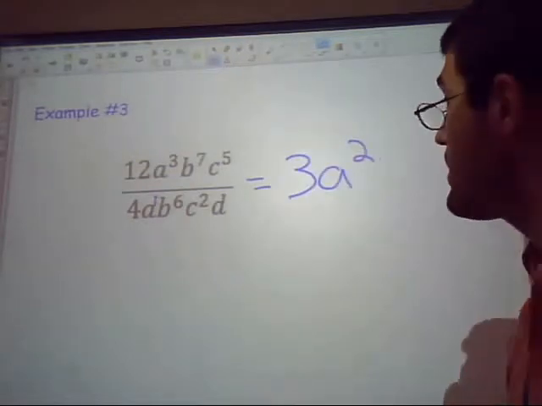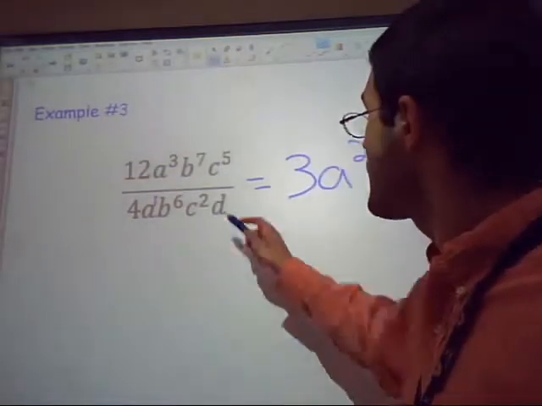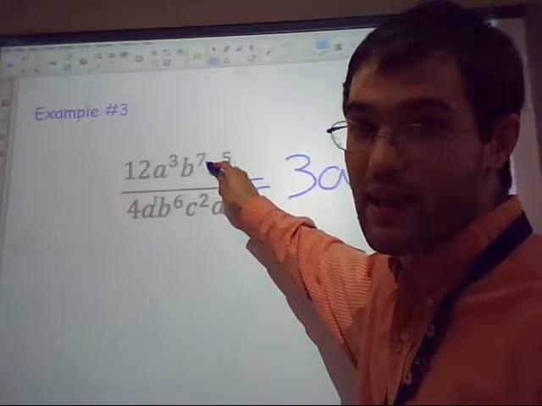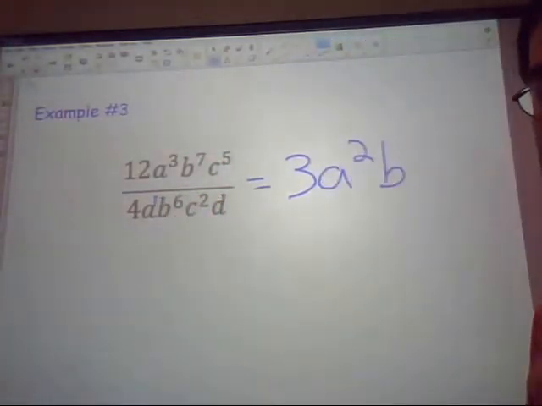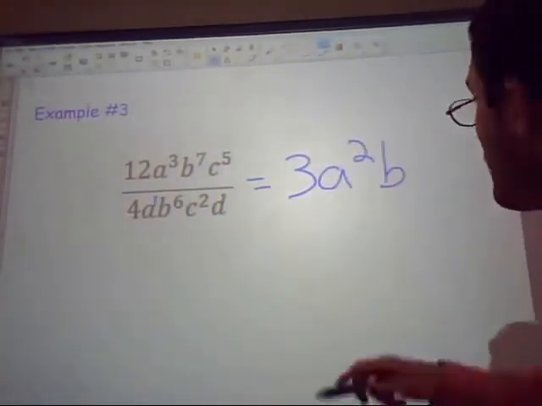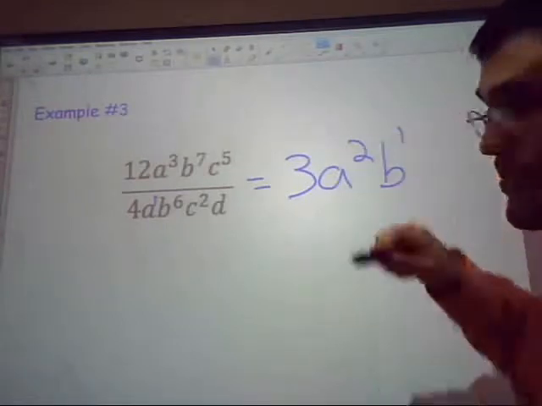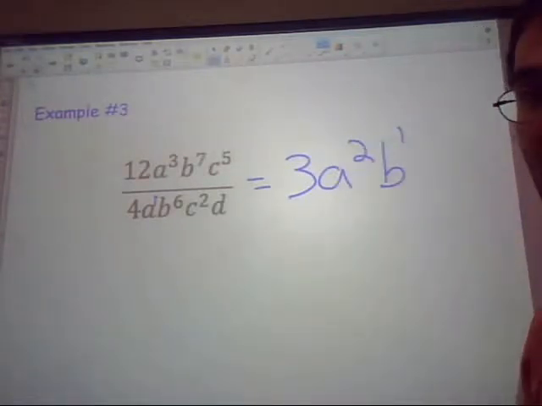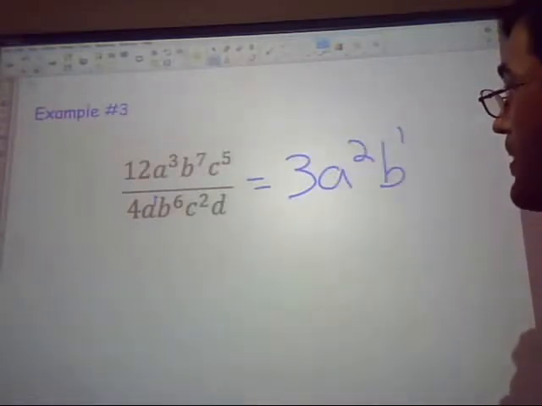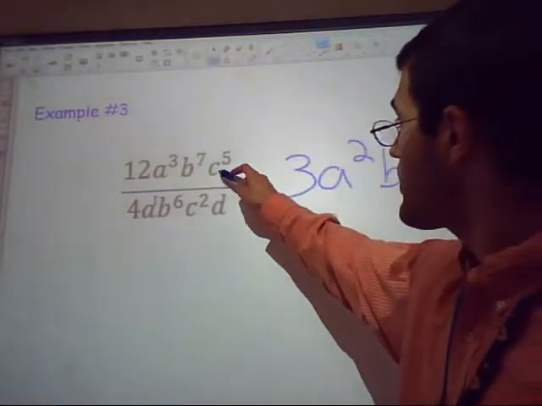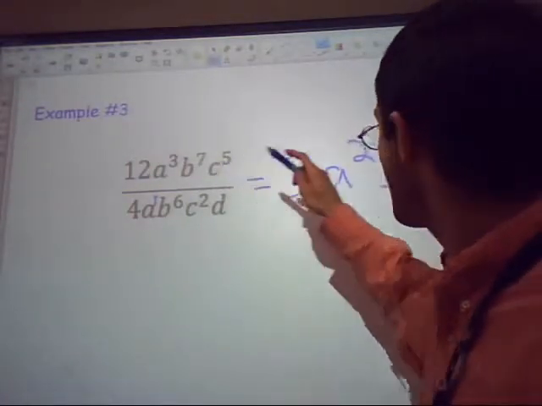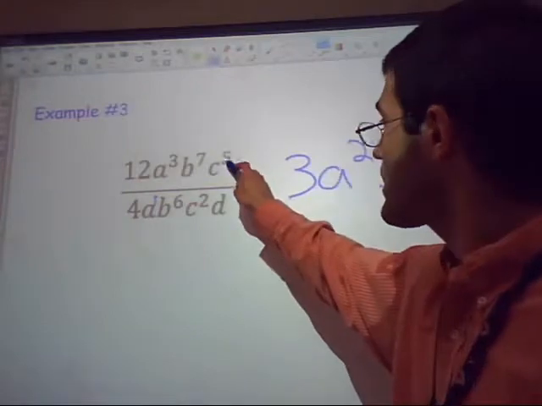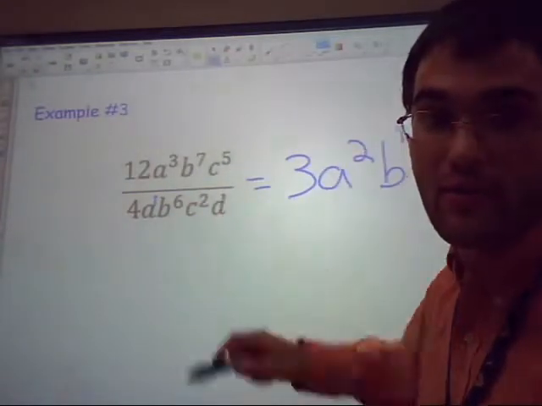The next base is b, so write down the b. Subtract the exponents. 7 minus 6 equals 1. So we can write b to the 1, or you can just leave the 1 out. It can be invisible if you want. Next base is c, so we write down a c, subtract the exponents. 5 minus 2 equals 3.